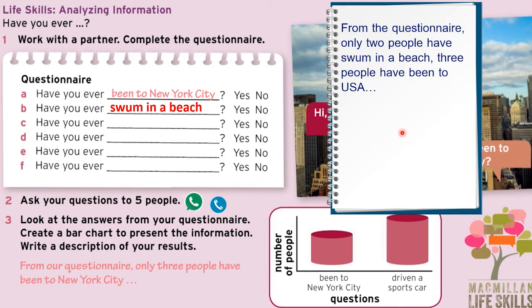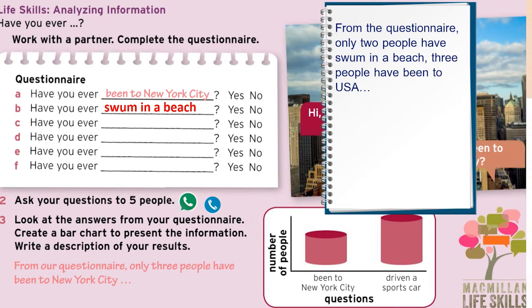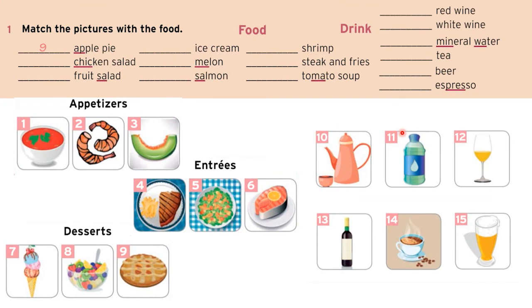All right, guys. Now that you have finished, let's continue with the next page. And here we have a vocabulary extra. Exercise number 1 says, match the pictures with the foods. All right. So here we have different foods, and here different drinks. As you can see, these are the names of the foods and these are the names of the drinks. So you're going to match them.